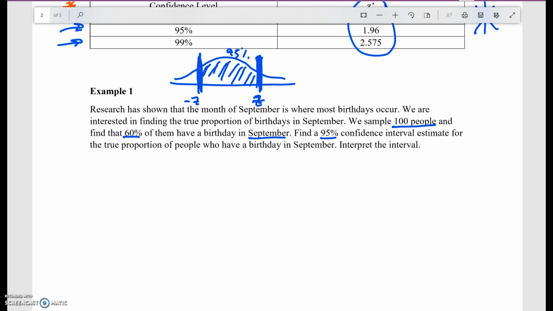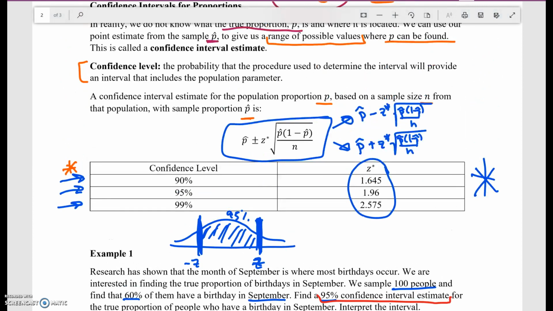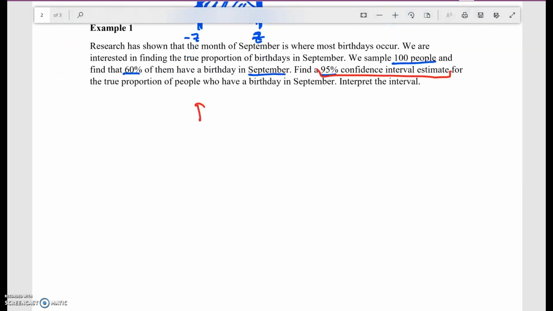The key words that you have to really be able to look for are 95% confidence interval estimate. What that tells you is that we're going to be using this formula that I started up here: p hat plus or minus z star square root of p hat (1 minus p hat) divided by n. Here, p hat is my sample proportion. What proportion of people based on our sample said that their birthday was in September? Well, that was given to us as 60%. So that's going to be 0.6.